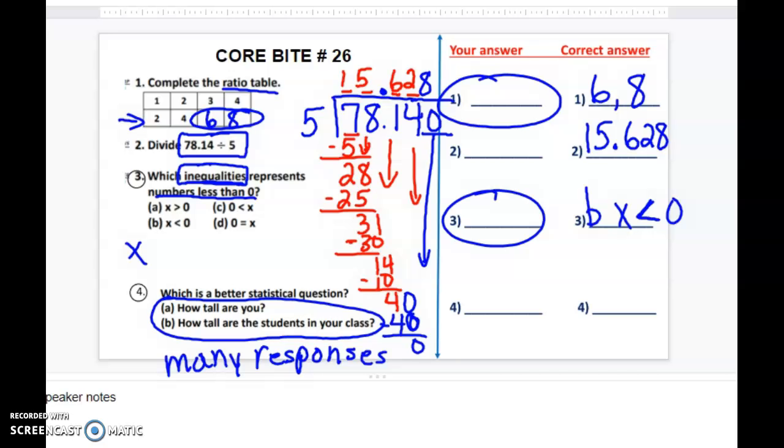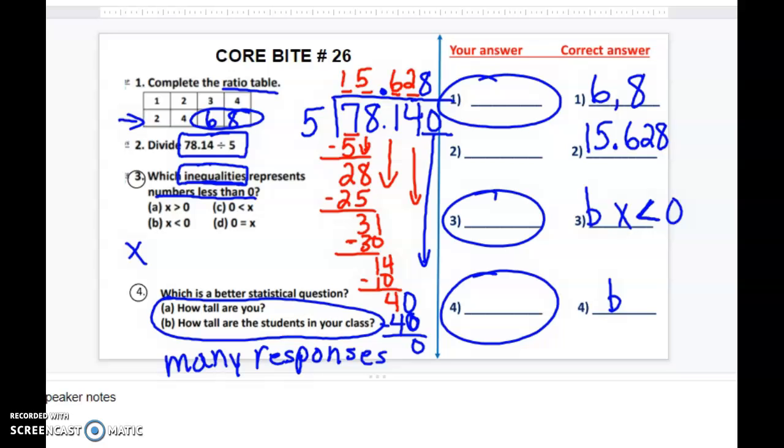So as you look at the 2 questions given, I want you to think, which one of those questions would give me many different responses? And that is the one that you would write here in the blank. So pause your video and answer number 4. The correct answer to number 4 was question B. How tall are the students in your class?